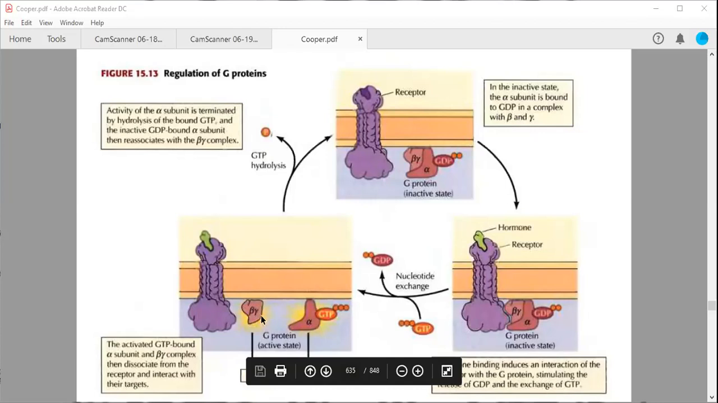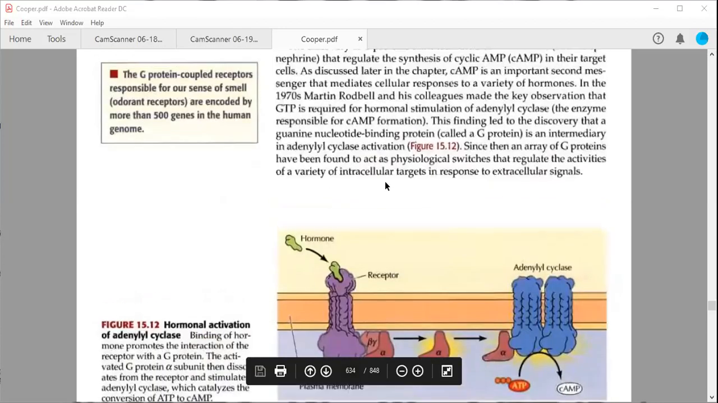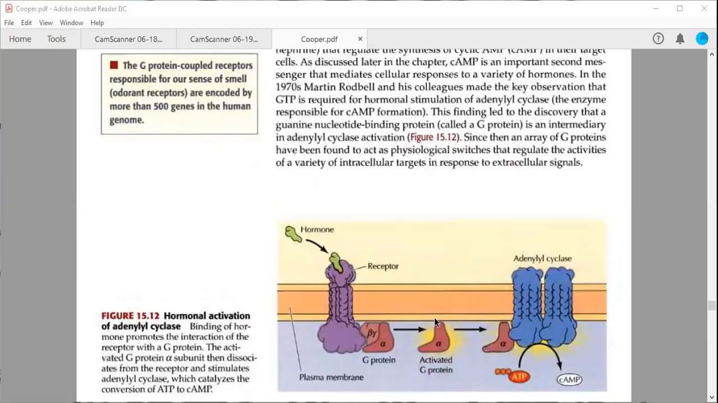Once it is activated, it will leave the beta gamma complex and move towards the adenylyl cyclase complex. From this particular diagram it is more clear. It will make an association with this cyclase. This cyclase enzyme is responsible for converting ATP into cyclic AMP. Now the first thing is this ATP is getting converted into ADP.